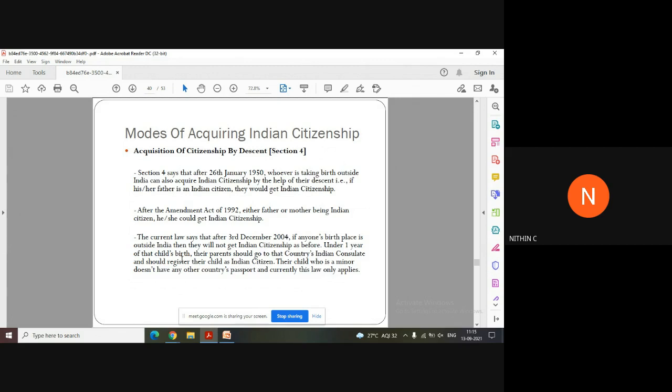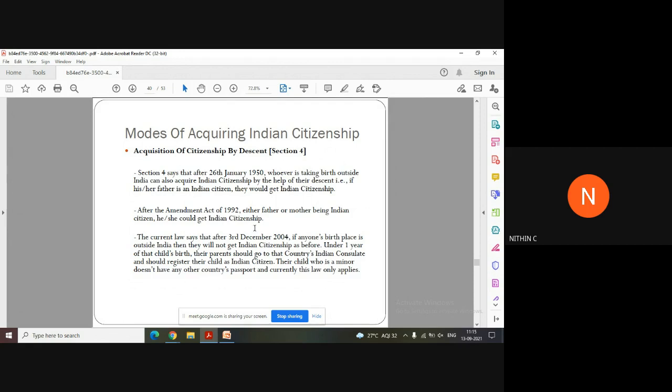Then that was amended in 1992. Either father or mother being Indian citizen, he or she could get Indian citizenship. So initially it was that his father is an Indian citizen, then only a person who is taking birth outside India can get the Indian citizenship. But later it was amended as either father or mother being Indian citizen, he or she could get Indian citizenship.